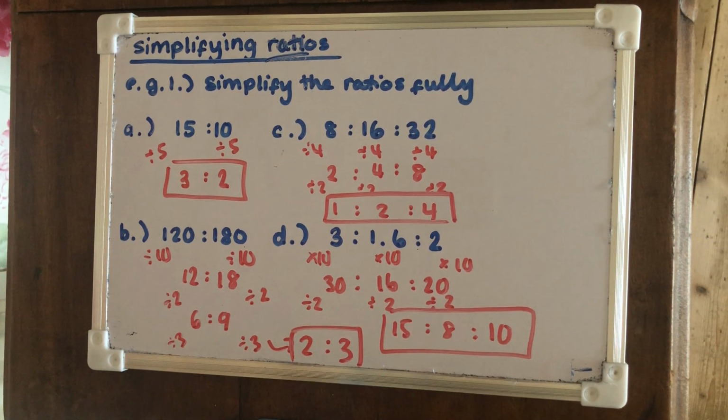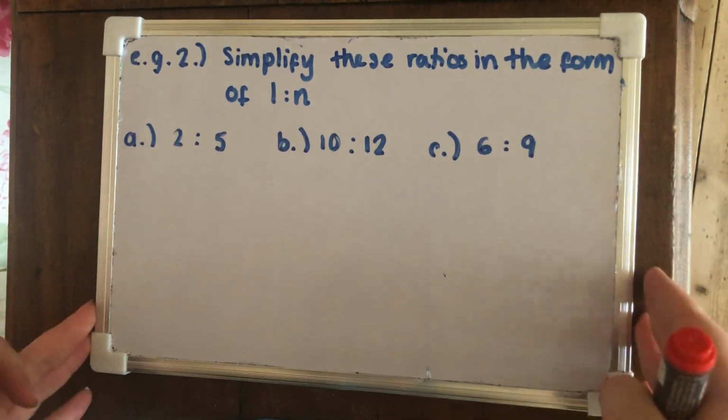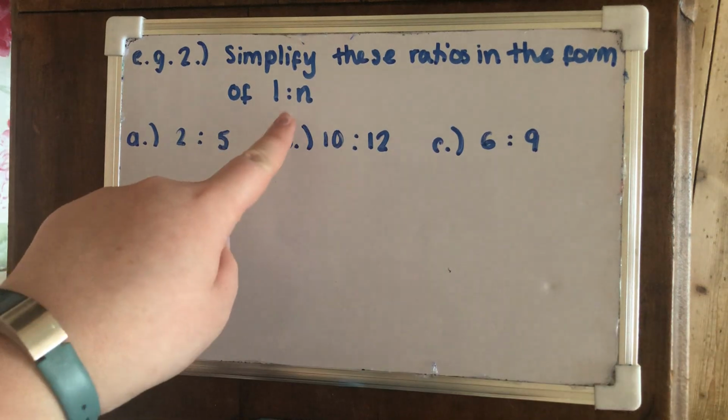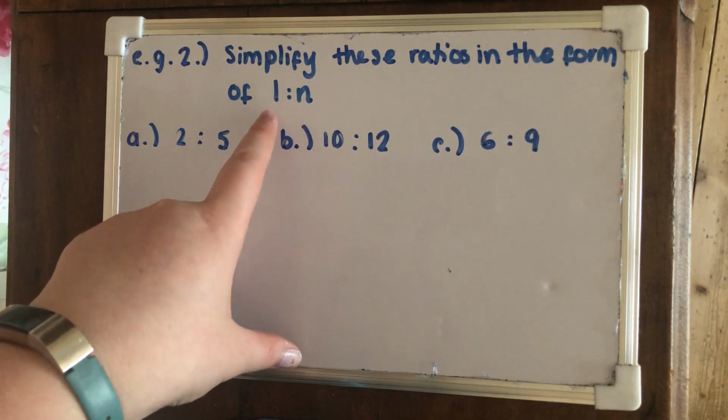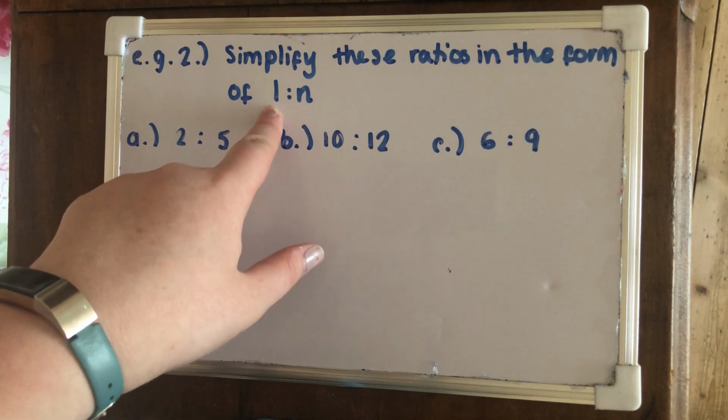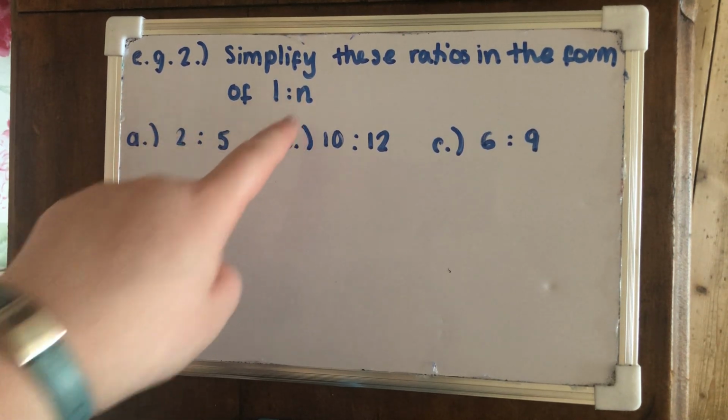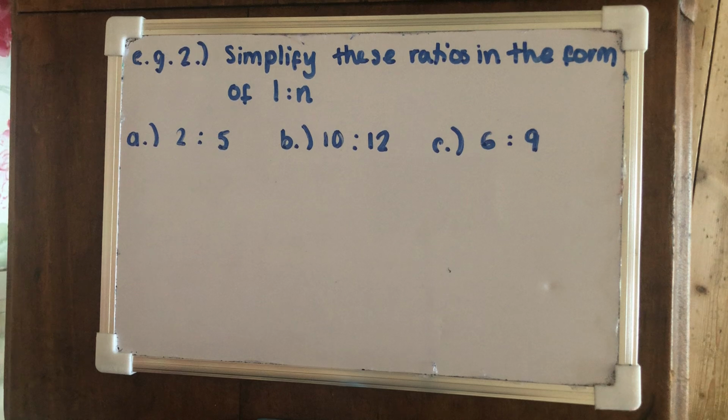Okay, so I'm going to turn it over. We're now going to do the practice with 1 to n. Now all it means is that whichever side, sometimes they do write it the other way around, so just make sure you read the question. But for this one, we want the left hand side to be a 1, and the right hand side will be a decimal. It's allowed to be a fraction, whatever you want.